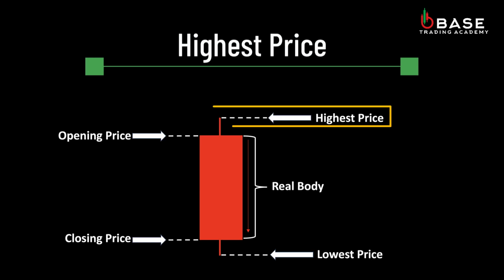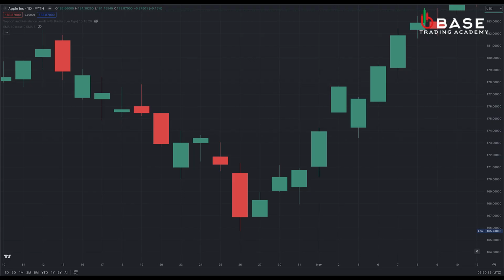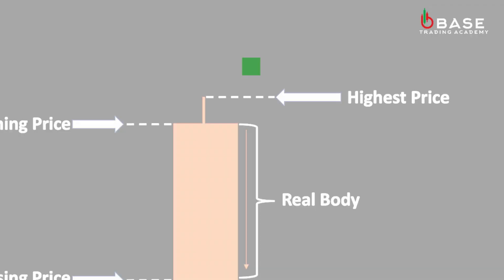The high represents the pinnacle, the summit, the highest price reached by an asset during a specific time. Let's go back and look at the daily stock chart for Apple. This bearish single candle symbolizes one entire day, and the highest price reached for that day was above $171.